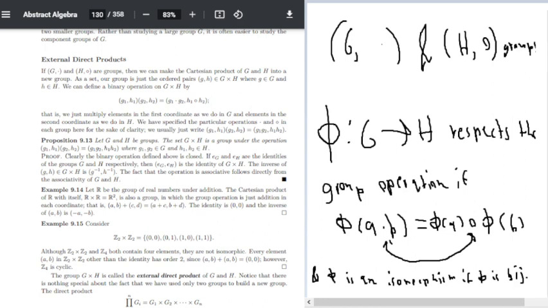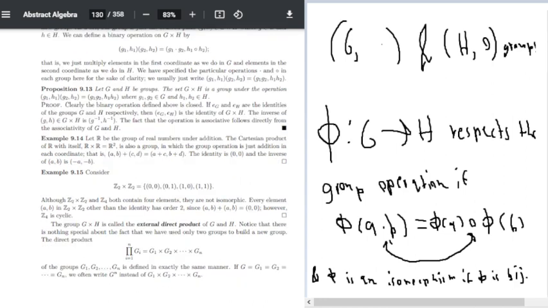We can define a binary operation on G times H by (g1, h1) times (g2, h2) equals (g1 dot g2, h1 circle h2). That is, we just multiply elements in the first coordinate as we do in G and elements in the second coordinate as we do in H. We have specified the particular operations dot and circle in each group here for the sake of clarity. We usually just write (g1, h1)(g2, h2) equals (g1 g2, h1 h2).